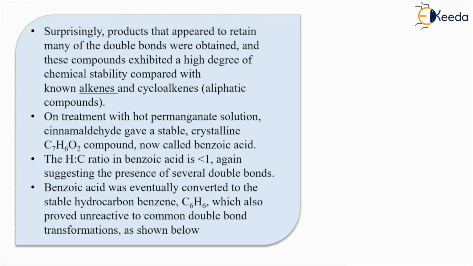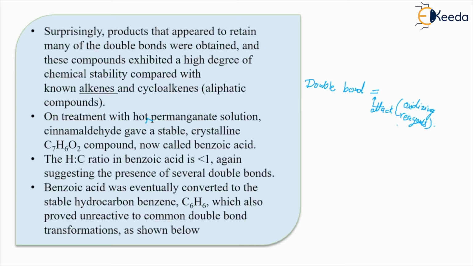Surprisingly, products that appeared to retain many of the double bonds were obtained, and these compounds exhibited a higher difference of chemical stability compared to alkenes and cycloalkanes. Very important. So what they did was, they first found a double bond. When they found a double bond, they wanted to attack the double bond by adding oxidizing reagents.